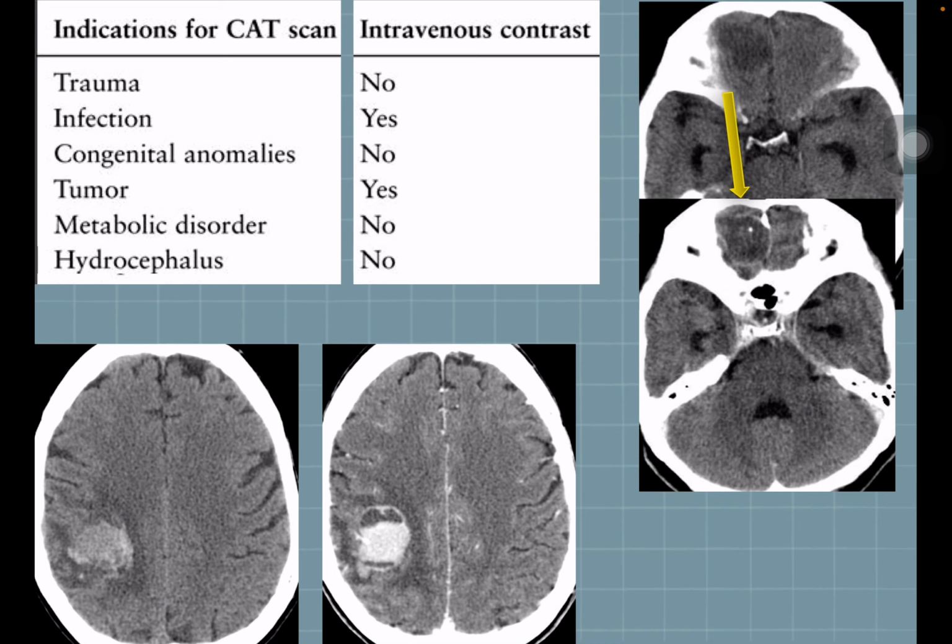Next, we have a hypodense lesion, but it is ill-defined. So with the help of contrast, we have a ring enhancement, which is suggestive of brain abscess.